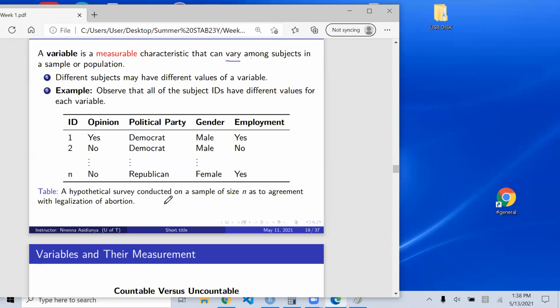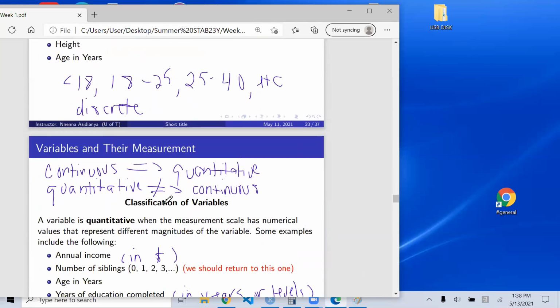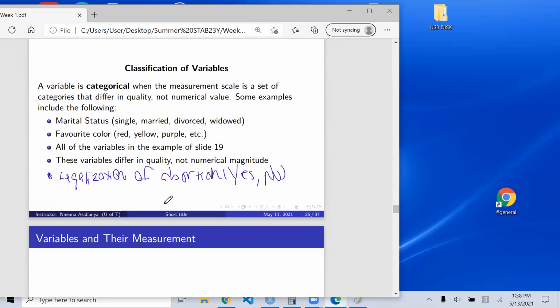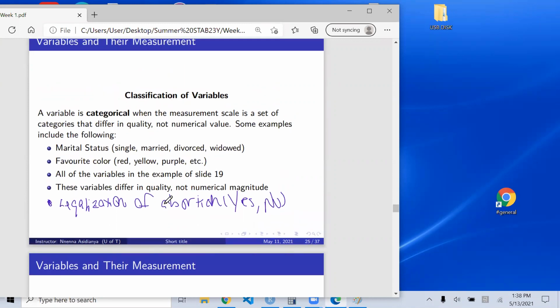The same with gender, employment, opinion. These are all categorical because you can see that the quality of the response is different. It's not the same response in each category, but there's no actual numerical thing there. But I will say that one thing you note about this is, are these variables discrete or continuous? These are all discrete. So I will say that every categorical variable is discrete.